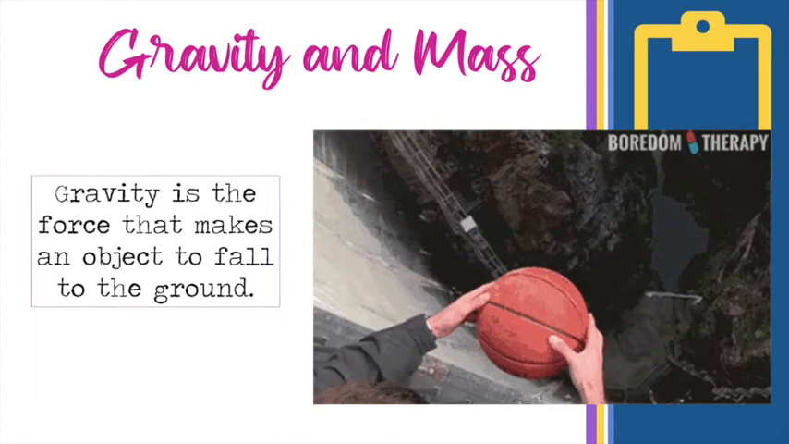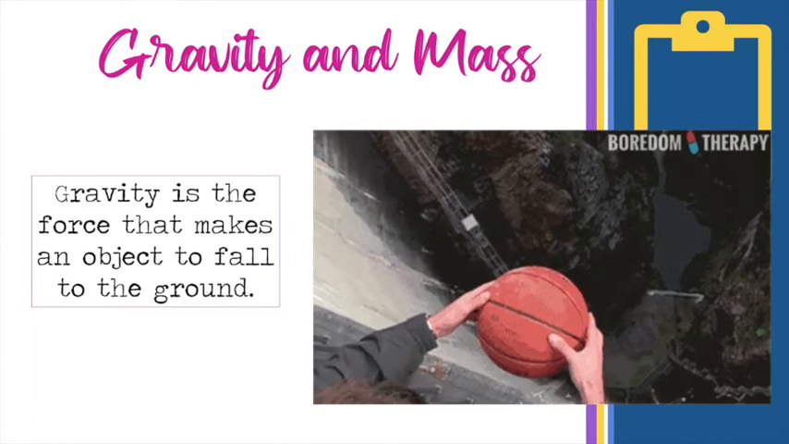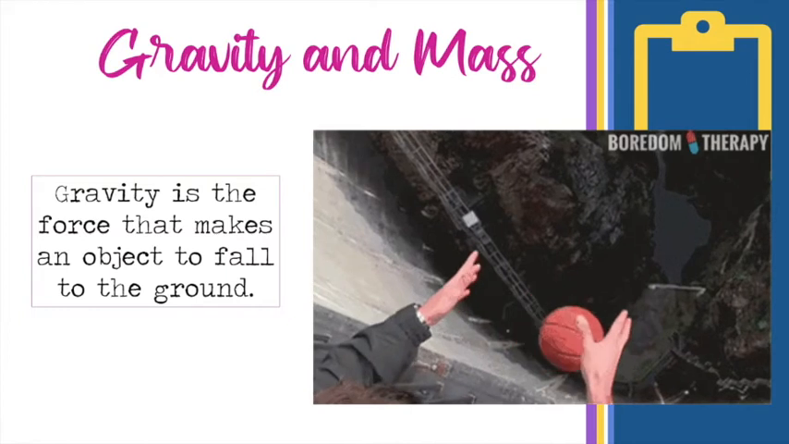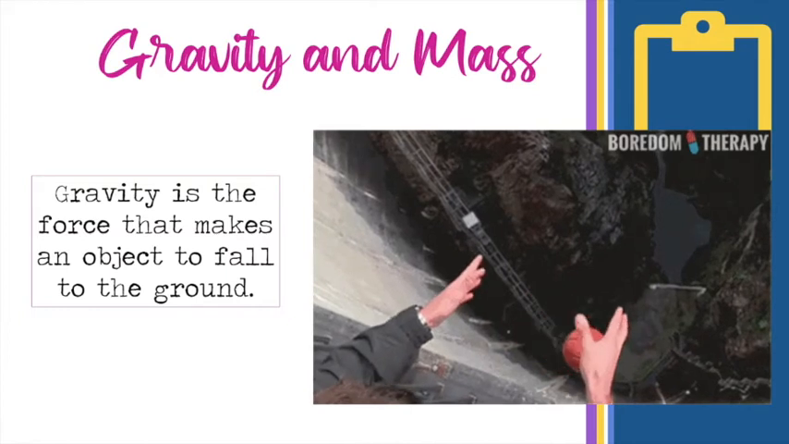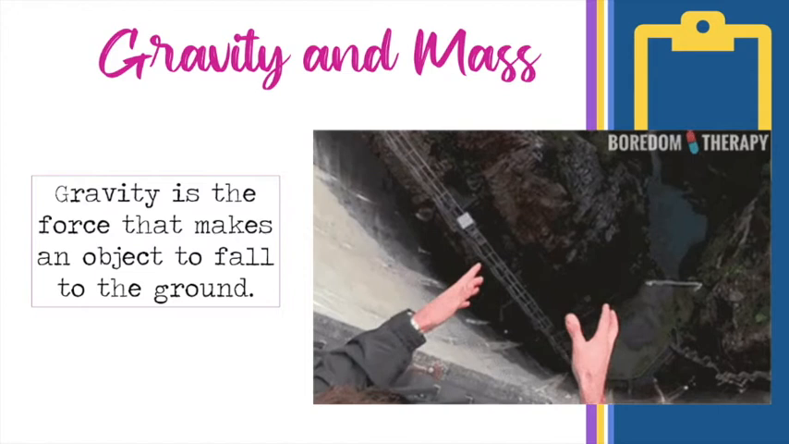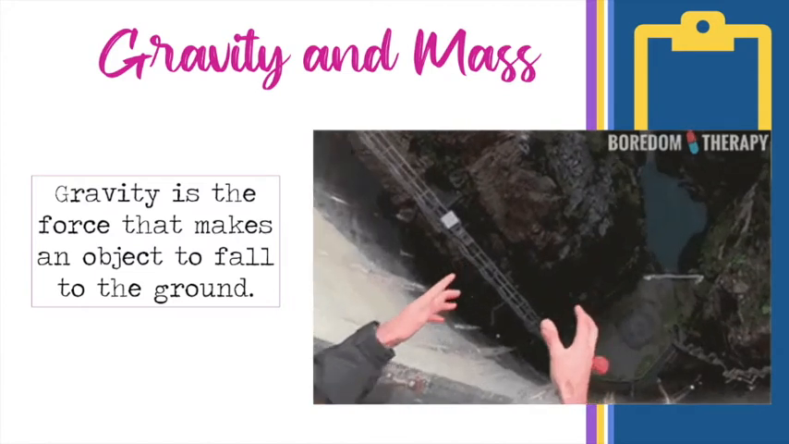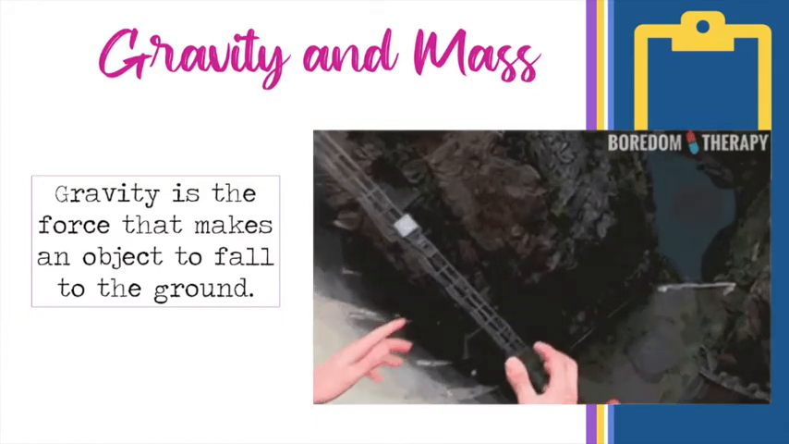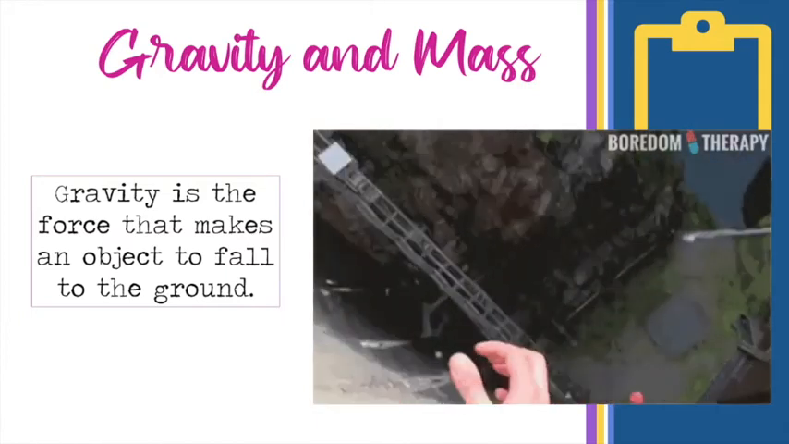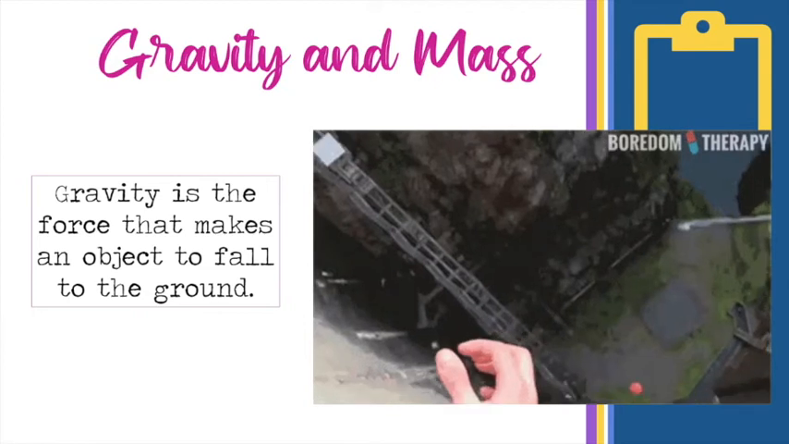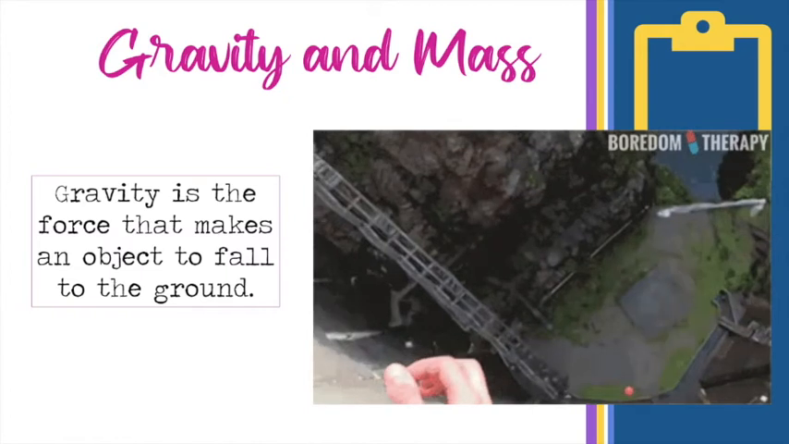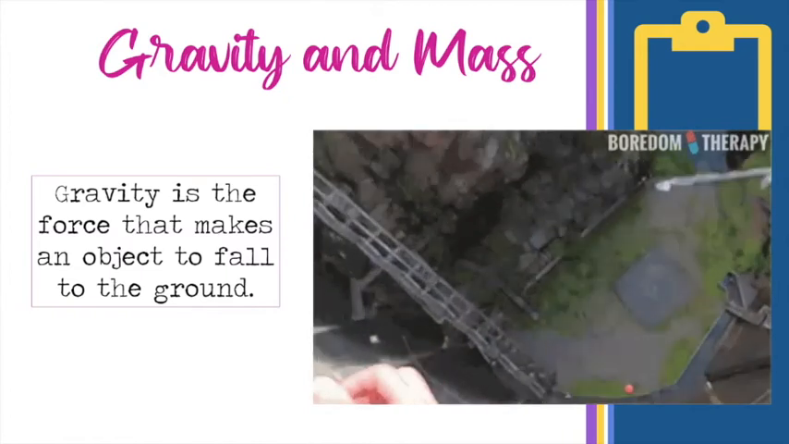Gravity and mass work together. Remember that gravity is the force that makes an object fall to the ground. The earth applies its force, which is the biggest force that we have in terms of gravity, and that makes all the objects fall to the ground and stick to the ground and stay like that. If we didn't have gravity, maybe objects would float away, and depending on the mass of the object, they would fall faster or slowly.